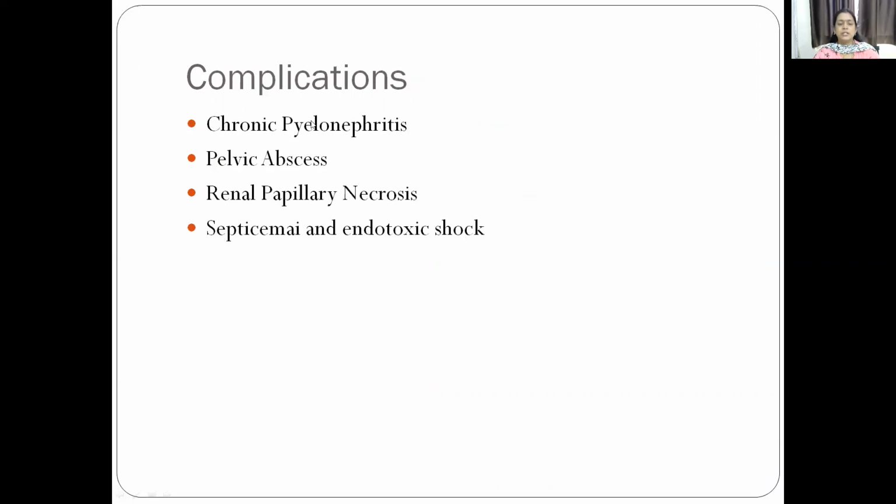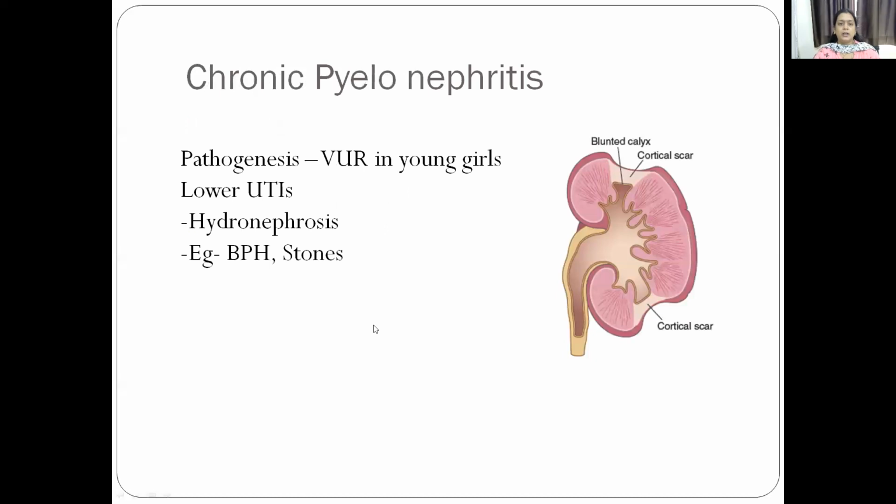So complications: acute pyelonephritis can go into chronic pyelonephritis if untreated. There can be a perinephric abscess in immunosuppressed patients. Renal papillary necrosis can occur, like that of diabetes or sickle cell anemia. Okay, and then septicemia and endotoxic shock can occur, where you have to give IV antibiotics, right? So we have finished about acute pyelonephritis.